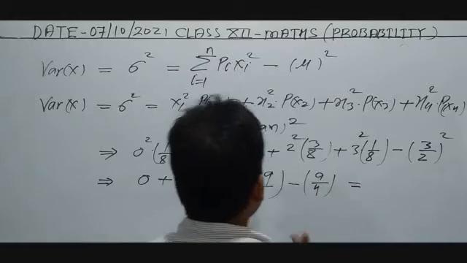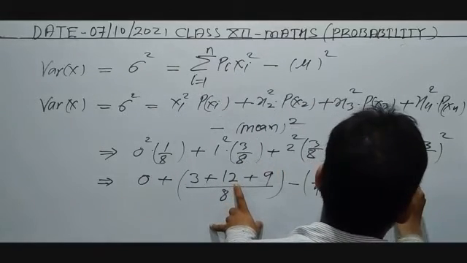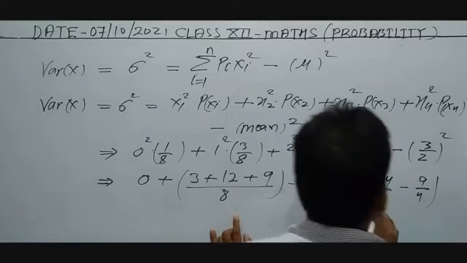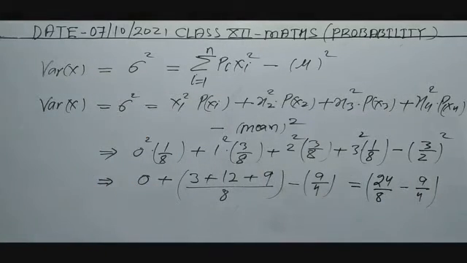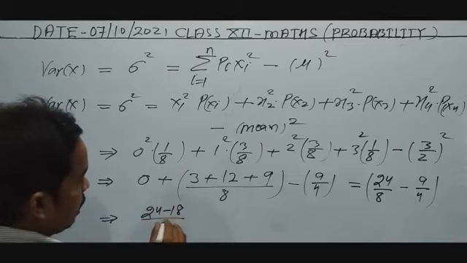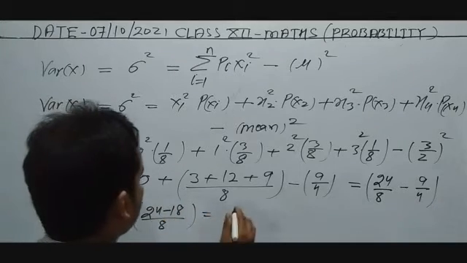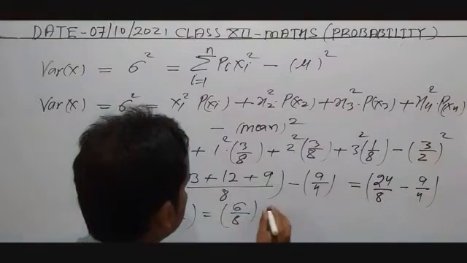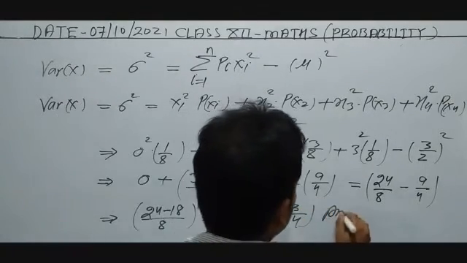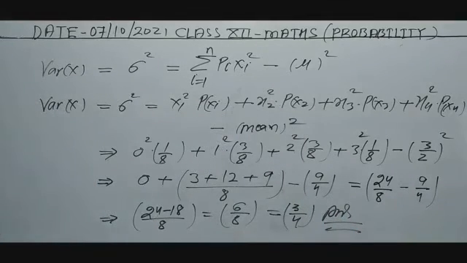See, its calculation will be 12, 3, 15, 15 plus 5, 20, 24, 24 by 8, and now minus 9 by 4. So 24 minus 18, now 24 minus 18 by 8. Now this result will be 6 by 8, which means 3 by 4, and 3 by 4 is the answer. This is the calculation for variance.